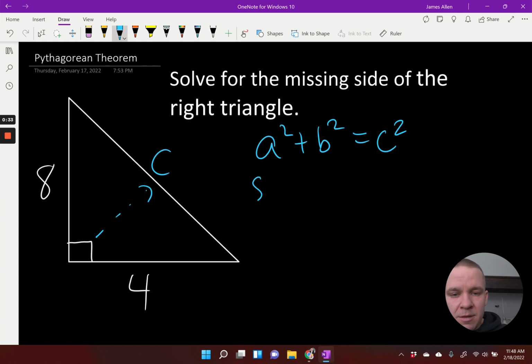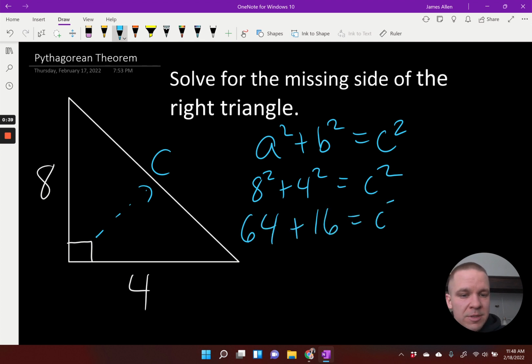So here I've got 8 squared plus 4 squared is equal to C squared. So I've got 64 plus 16 is equal to C squared. And now if I add those two together, I get 80 equals C squared. And you guessed it, square root on both sides.